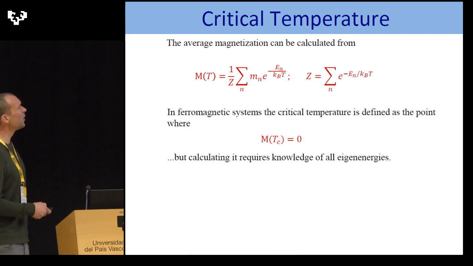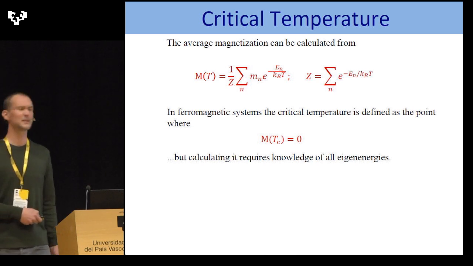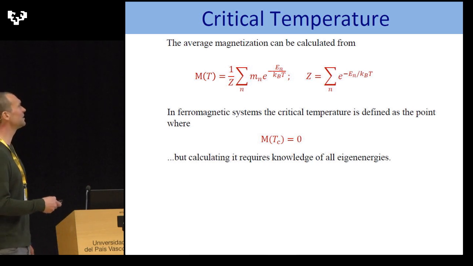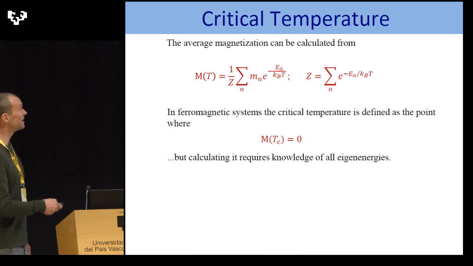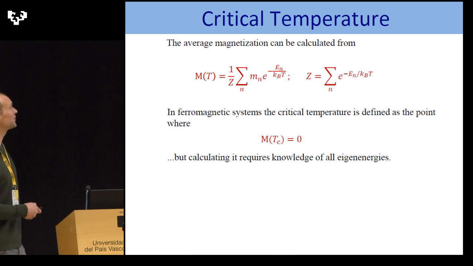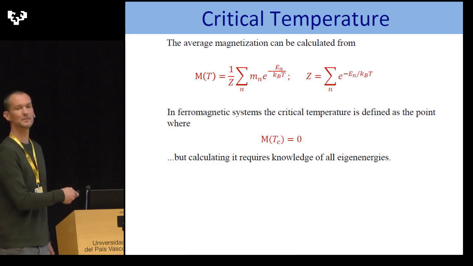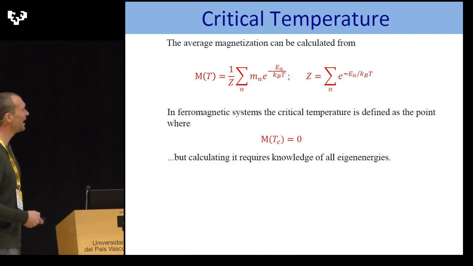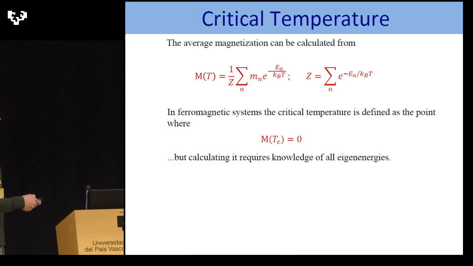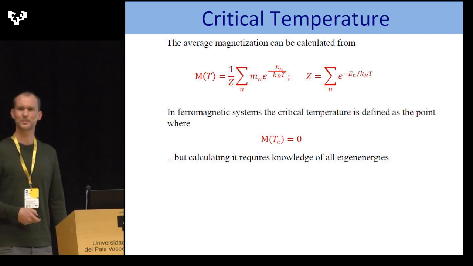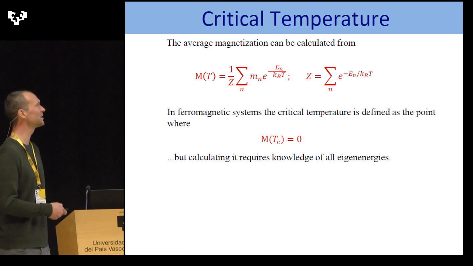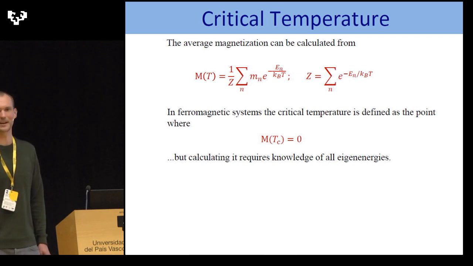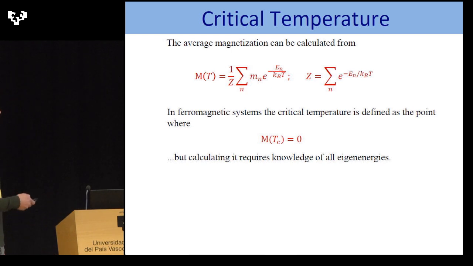Now then, in principle, we know what to do. We can calculate magnetization at any temperature by this expression here, with the partition function given here. And then we just figure out at which temperature the magnetization vanishes. However, it requires that we know all eigenenergies. And even in the Heisenberg model, although it looks simple, it's an interacting model, and we cannot just solve it to calculate all the eigenenergies of the system. So we cannot just do this.